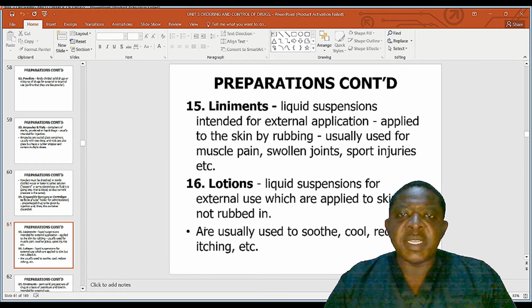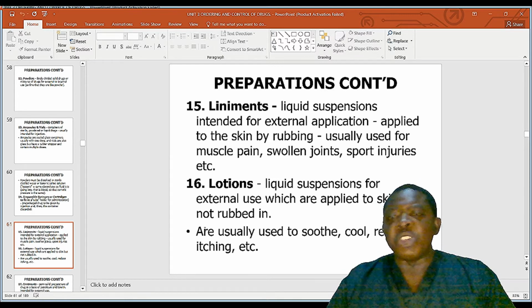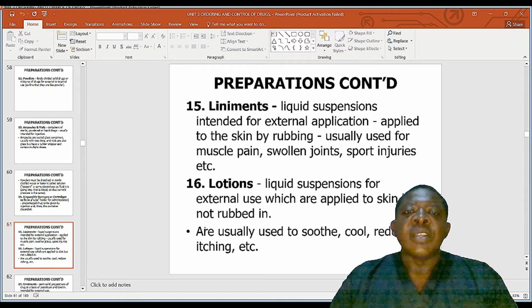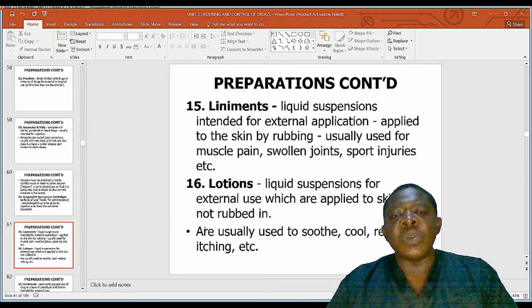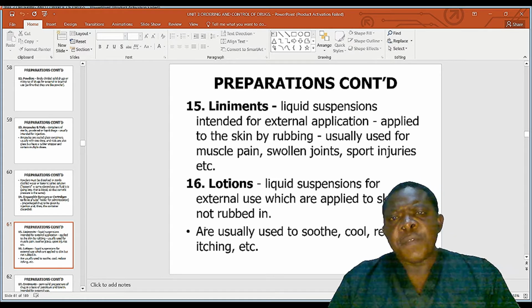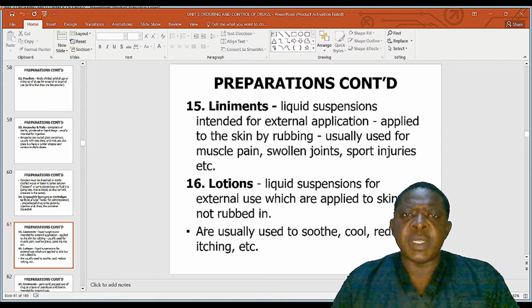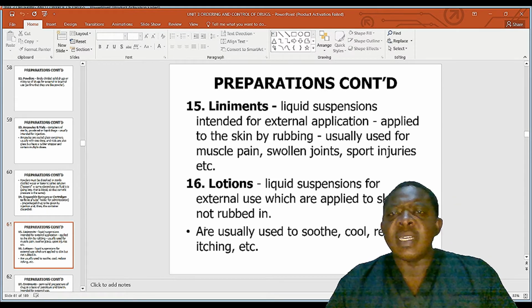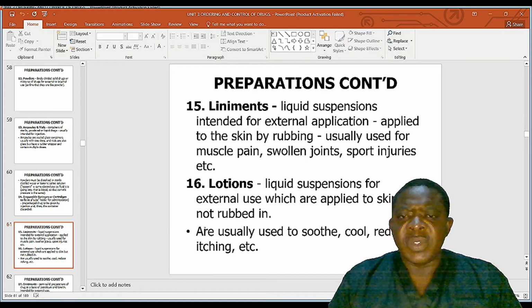Applied to the skin by rubbing, usually used for muscle pain, swollen joint, spot injury. So liniments, okay? There are a lot of them that are used within physiotherapy treatments. So liniments are quite available. These are suspensions that are intended for external application.